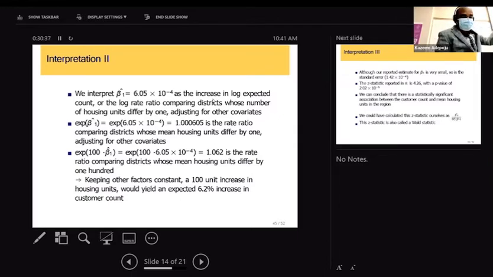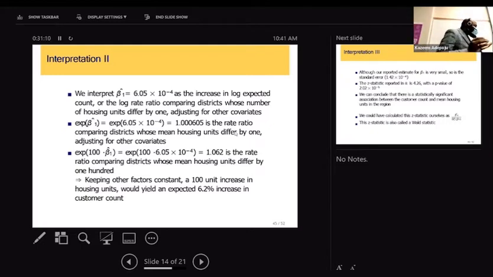Look at that. If I want to know the number, if I'm not interested in the log, I will do the exponentiation. Exponential raised to the power beta 1 will give me 1.00. Now, how can I interpret 1.000, whatever it means? We are comparing districts whose mean housing units differ by 1, but don't forget, after controlling or adjusting for other covariates.